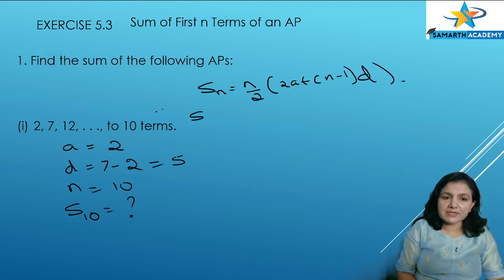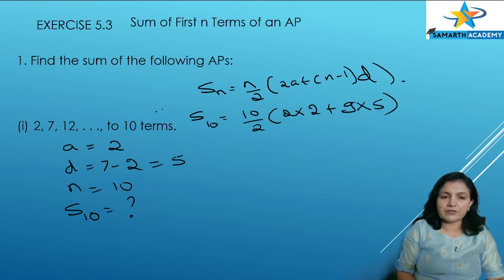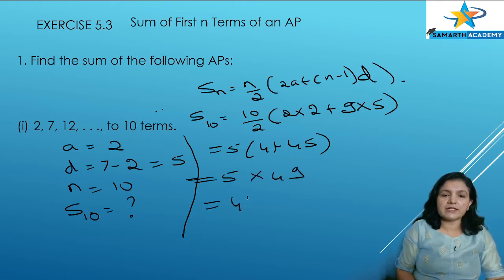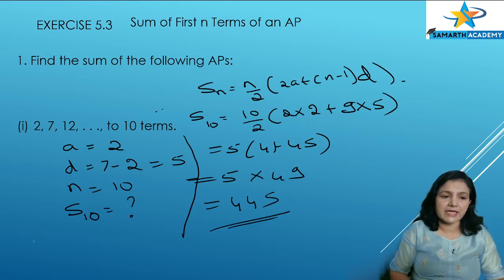So S10 will be 10 by 2 (2a, that is 2 into 2, plus (10 minus 1) that is 9, into d, which is 5). So this becomes 5 into (4 plus 45), 5 into 49, which is 245. This is the sum of the given 10 terms of this AP.